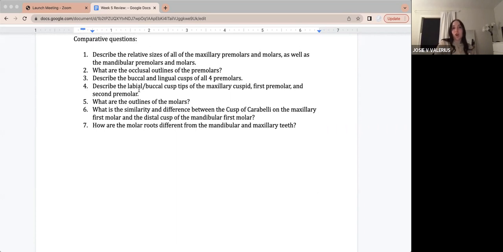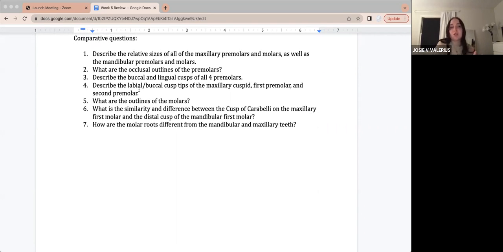Okay, so in this section, I wanted to just highlight some differences between the teeth in the mouth, because not only is it important to understand the anatomy of a tooth, but also how it differs from the other teeth in the mouth. So number one, describe the relative sizes of all the maxillary premolars and molars, as well as the mandibular premolars and molars.